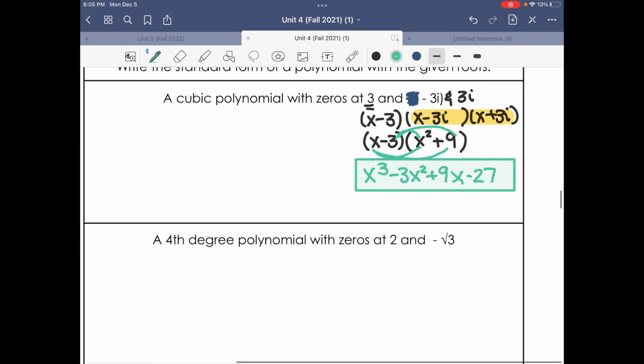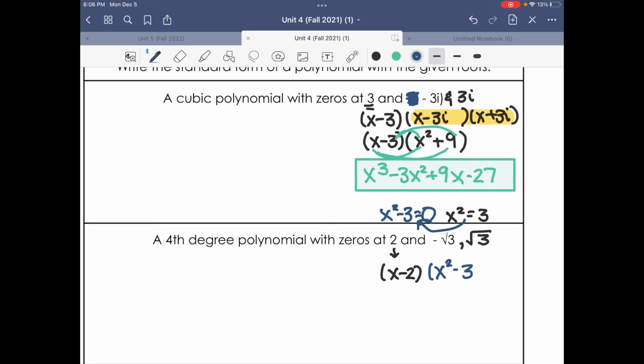Okay, let's try this with one more. I'm going to leave that one up there too, so you can kind of compare. First of all, if negative square root of 3 is an answer, so is the square root of 3. If 2 is a 0, x minus 2 is its factor. And if I've got the square root of 3 as my answer, that means at some point in solving, x squared equaled 3. Because I would have had to square root both sides, and that's how I would have gotten the square root of 3. And if that's true, then I just subtract that 3 back to the other side to get this. Okay, so the factor would be x squared minus 3.